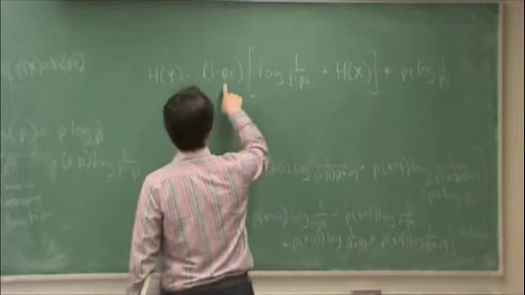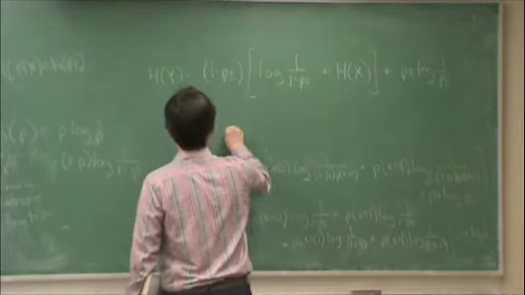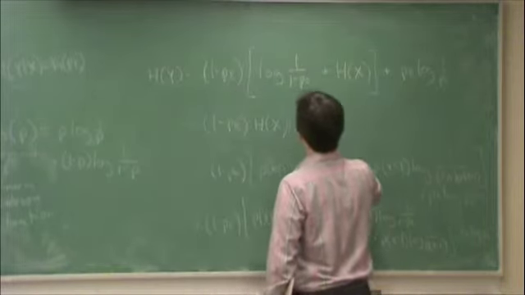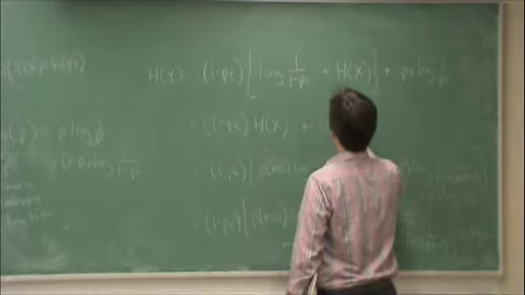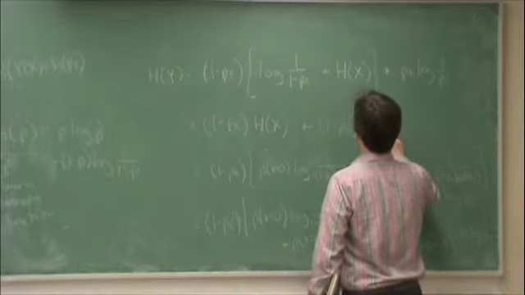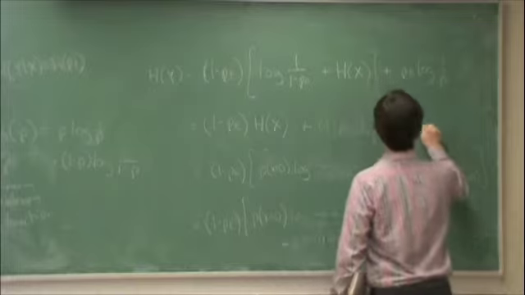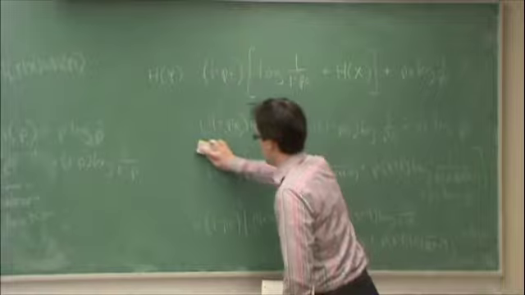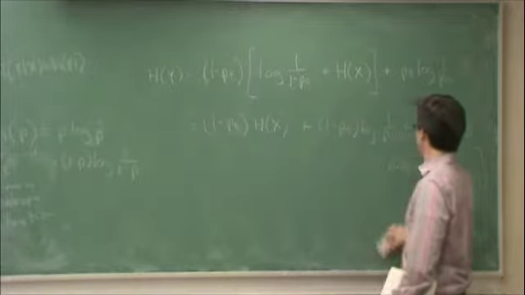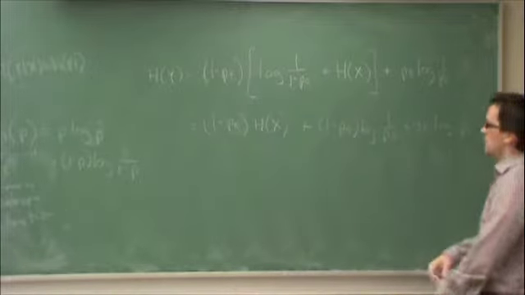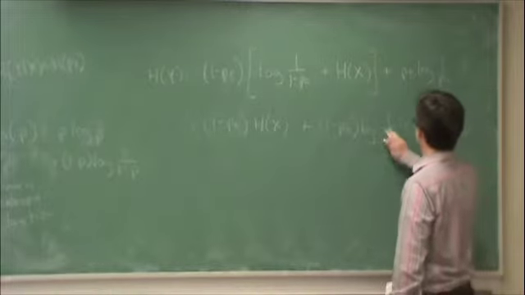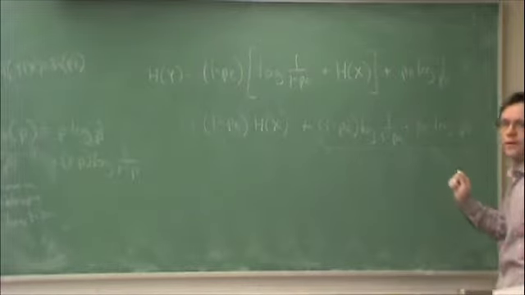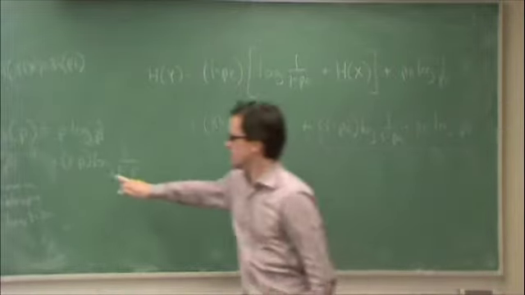Finally, I have, expanding this, 1 minus PE, h of x, plus 1 minus PE, log 1 over PE, plus PE, log 1 over PE. Isn't the second term the denominator? 1 minus PE. What's that? H of. Oh no. It's this little h of PE.